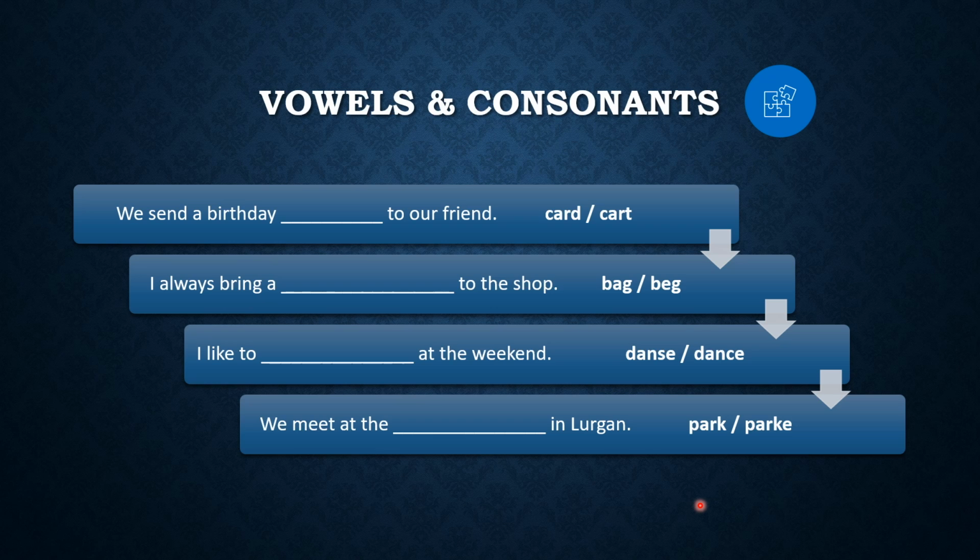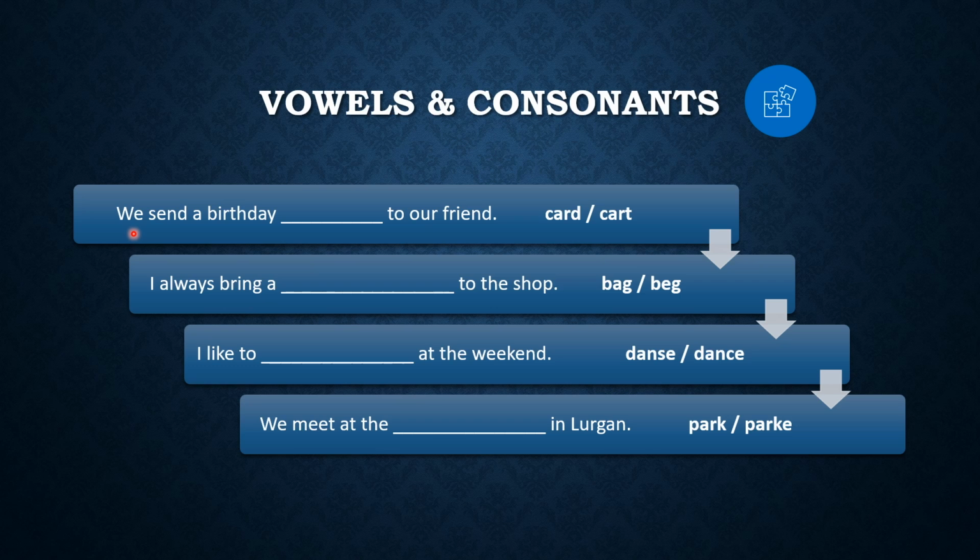Here we have vowels and consonants. So some of the options may have a similar sounding consonant or vowel. They may have an extra consonant or vowel. Or they may have a vowel or consonant missing. So these are the types of things you need to look out for.